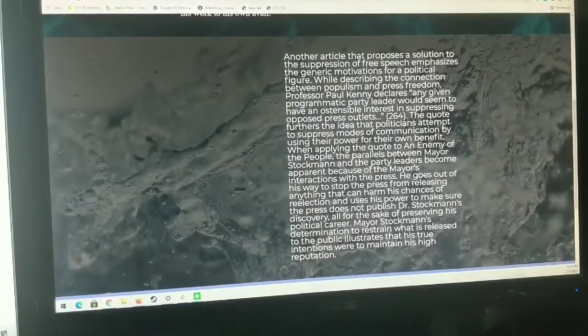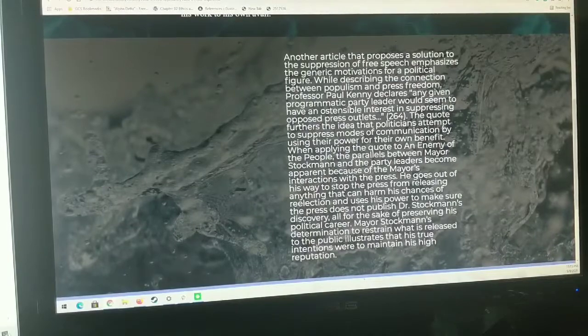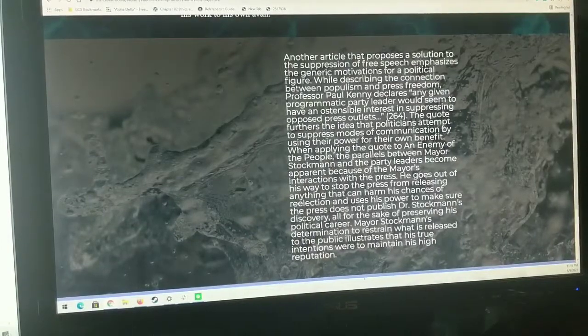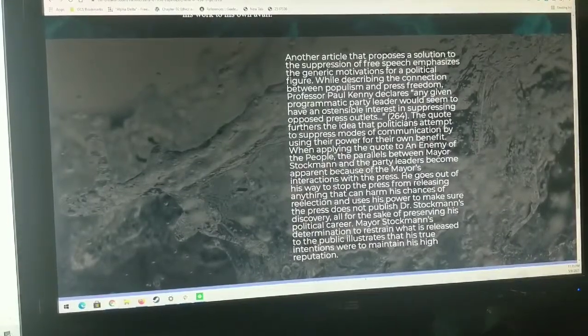He goes out of his way to stop the press from releasing anything that can harm his chances of re-election and uses his power to make sure that the press does not publish Dr. Stockman's discovery, all for the sake of preserving his political career.